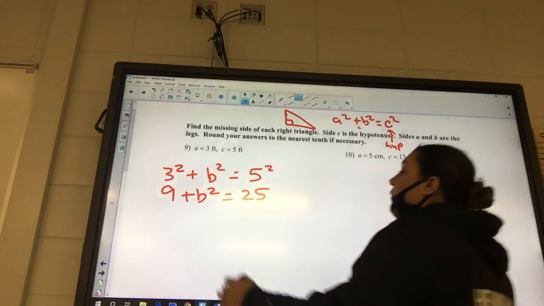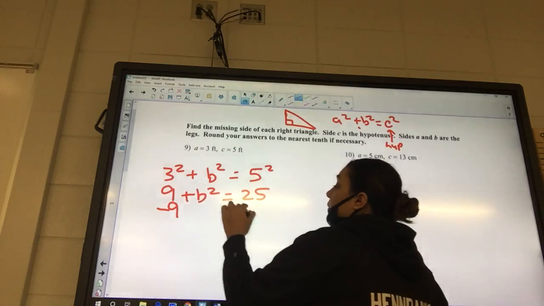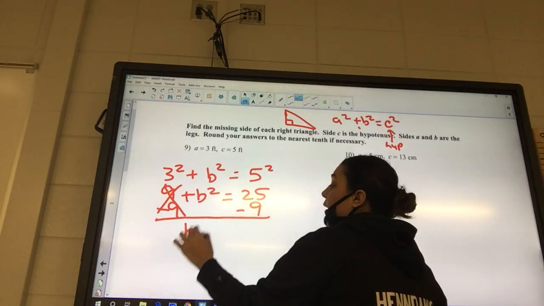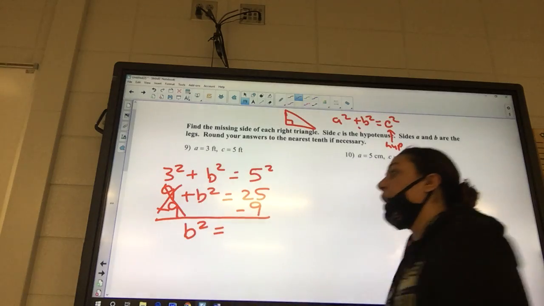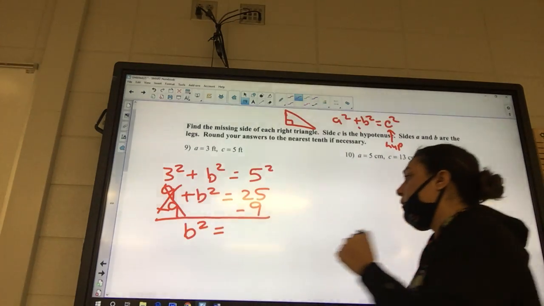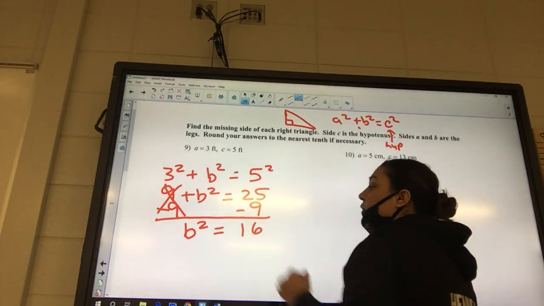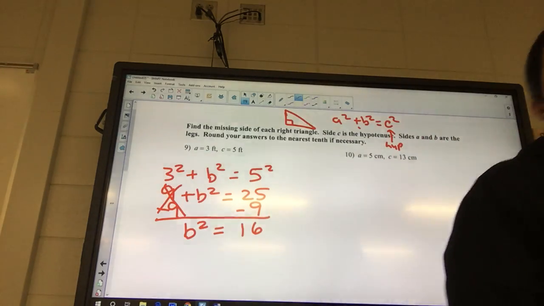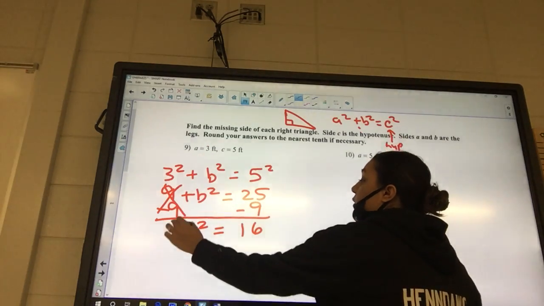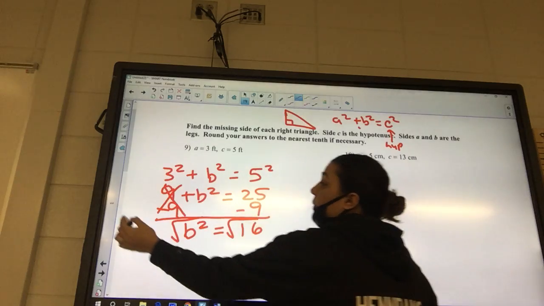We gotta subtract 9 from both sides. So over here I got B squared. What is 25 minus 9? 16. It's okay. And so now I have B squared equals 16. What's my last step always? Square root. So we're gonna square root both sides.